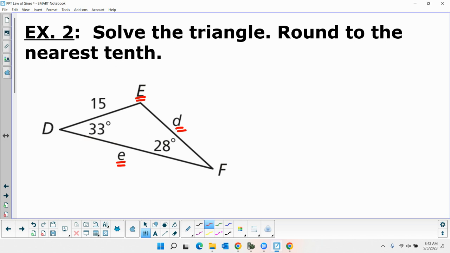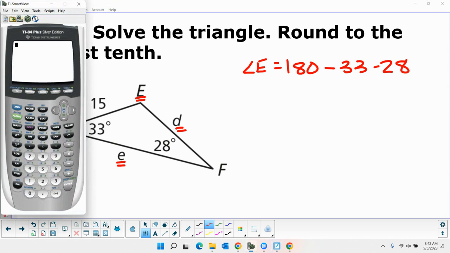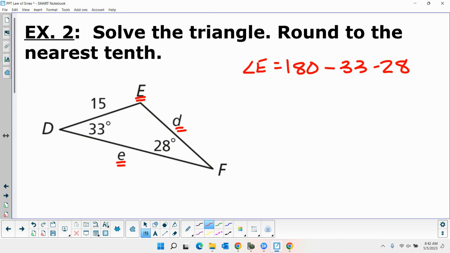So whenever I have two angles of a triangle, I always find the missing angle first, because we all know the three angles add up to what? 180, right? So all I do is go to find angle E on my calculator. I just go 180 minus 33 minus 28. That'll give me what angle E is. Okay? So 180 minus 33 minus 28. That's 119. We'll make it red. So that's 119 degrees.